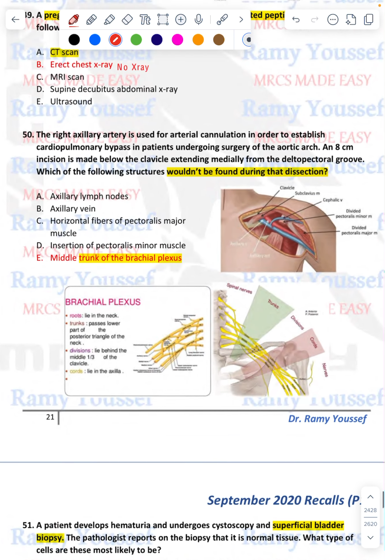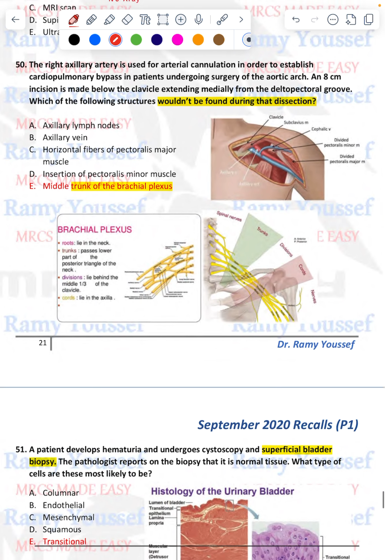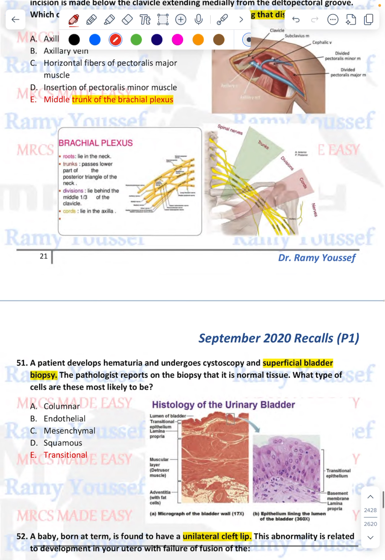A patient develops hematuria, undergoes cystoscopy and superficial bladder biopsy, and pathology reports the biopsy as normal tissue. What type of cells are to be seen? So there is transitional epithelium of the bladder. A baby born at term is found to have a unilateral cleft: medial maxillary process and medial nasal process.